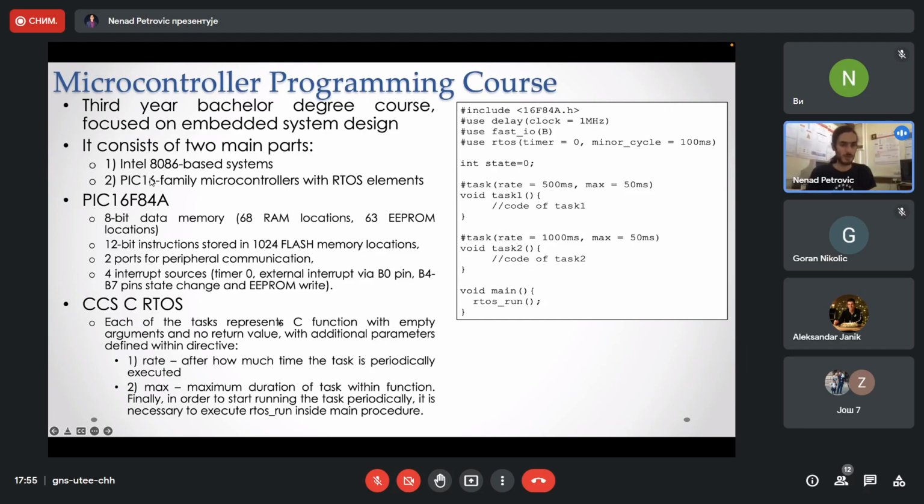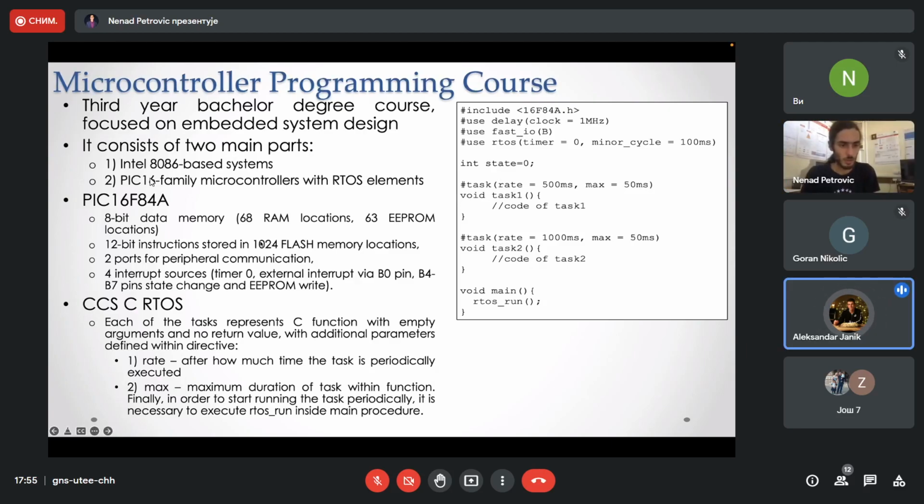Moreover, there are 2 ports for communication with the external environment, and 4 possible interrupt sources: timer 0 internal timer, external interrupt B0, and B4 to B7 pins.